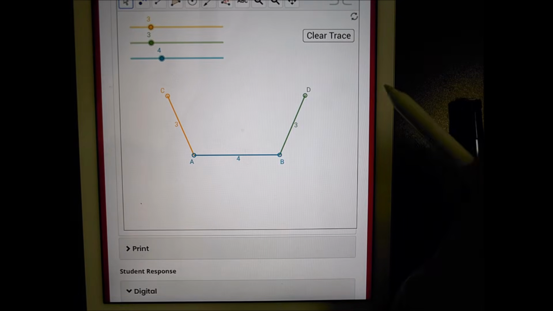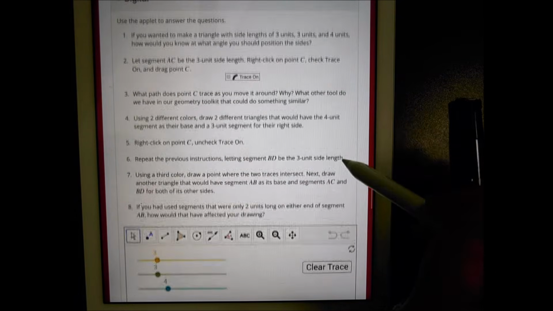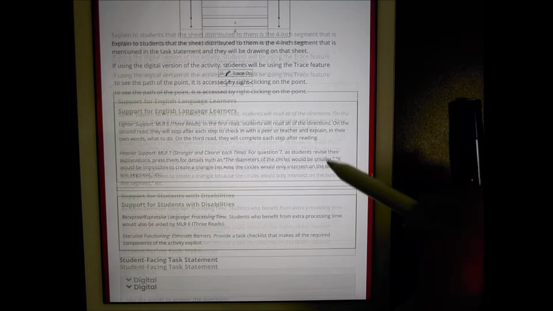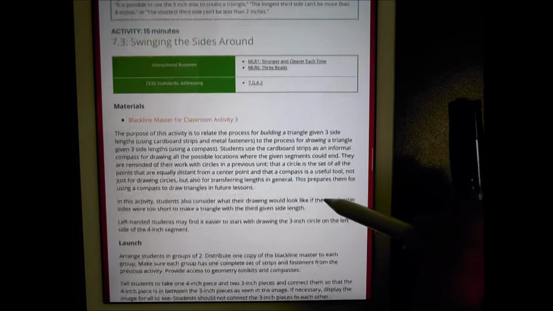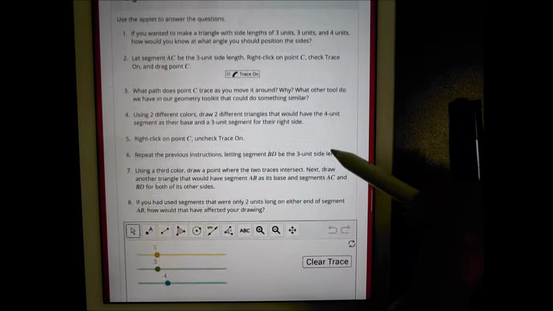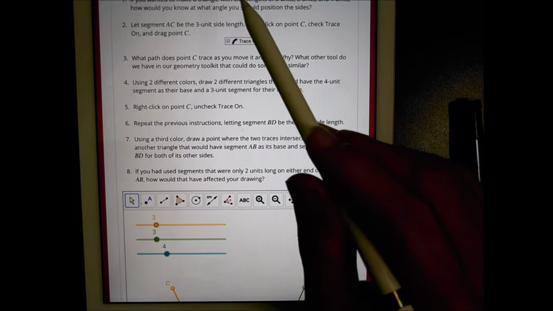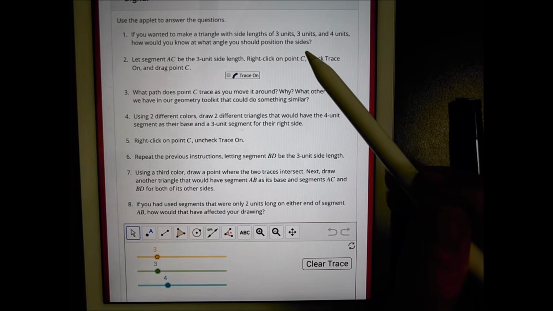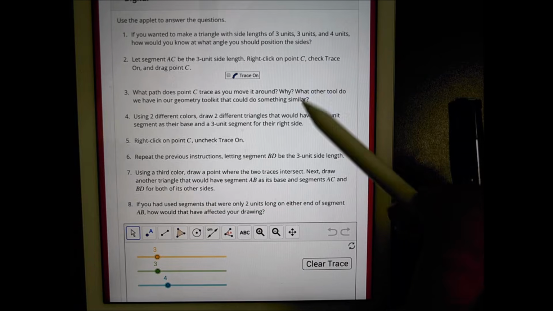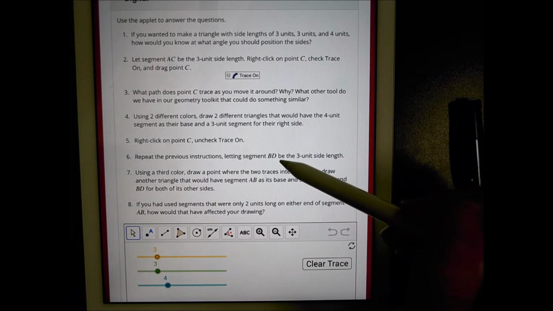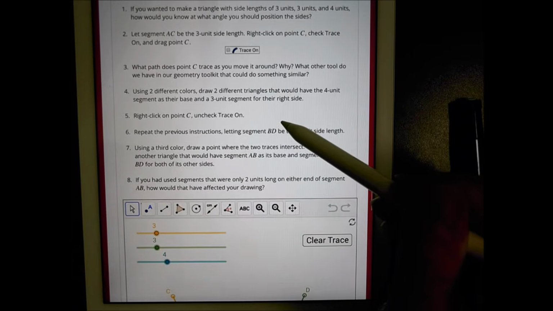Let's see. I think we're not quite doing our thing. My direction says, alright, let's do this part. 3, yep, swing around 3. Okay, so here's what we're gonna do. First thing says, if you want to make a triangle with side lengths of 3 units, 3 units, 4 units, how would you know what angle your position to be? Let segment AC be the 3rd side length, and then we're going to trace and drag.